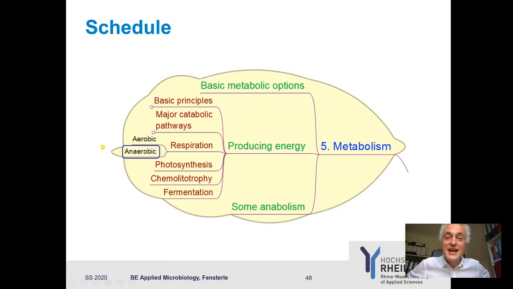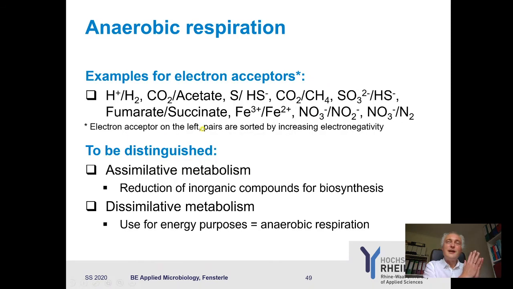Okay, this was aerobic respiration. If I say there is aerobic respiration, we also have anaerobic respiration processes. For aerobic respiration, by definition, we have oxygen as an electron acceptor, but we can also use other electron acceptors. As examples, we can use protons. We can use carbon dioxide as electron acceptor, producing acetate or producing methane, as you see later on, sulfur, and so on. So at the end, respiration just means an external electron acceptor.